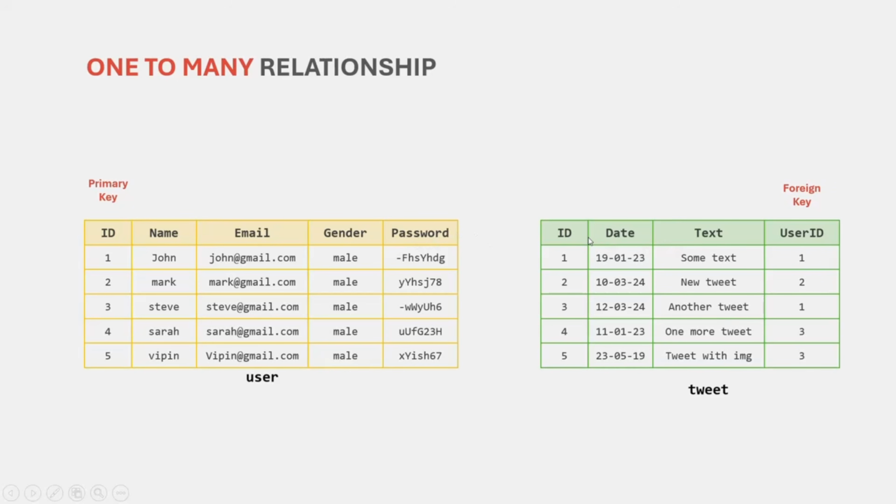From the user to tweet, we have one-to-many relationship, and from tweet to user, we have many-to-one relationship. And since from tweet to user, we have many-to-one relationship, the foreign key column is created in the tweet table. I hope this point is clear. So now let's go ahead and let's learn how we can implement one-to-many and many-to-one relationship between two entities. Let's go to VS Code.